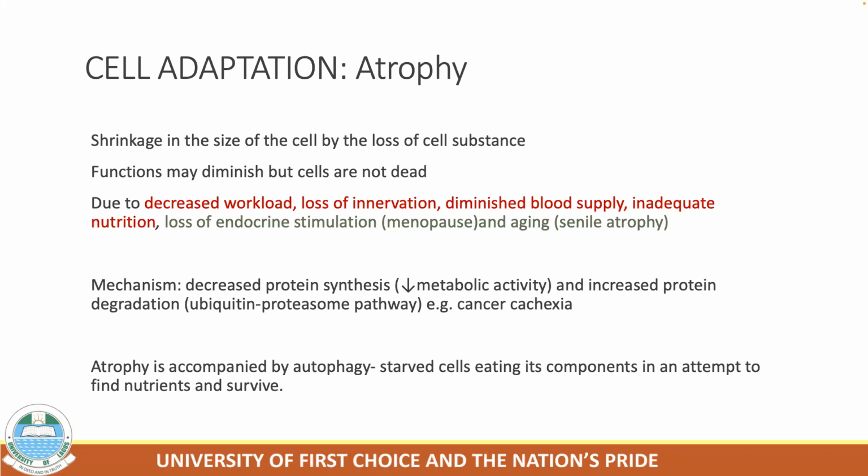Senile atrophy is seen where brain cells in older adults, right, lose their contents as a part of the aging process. It's an important disease process, and a lot of research is going into studying how that mechanism turns on. There's also, as a mechanism, a decrease in metabolic activity, and there's decreased protein synthesis.